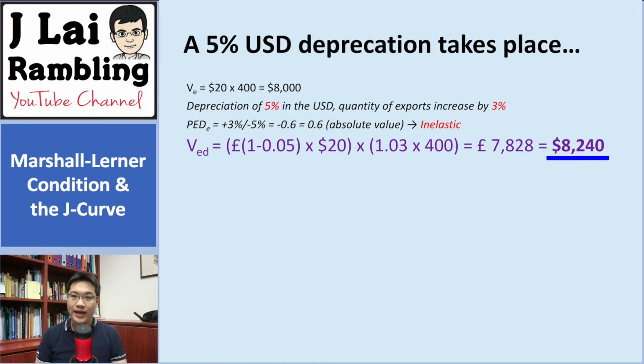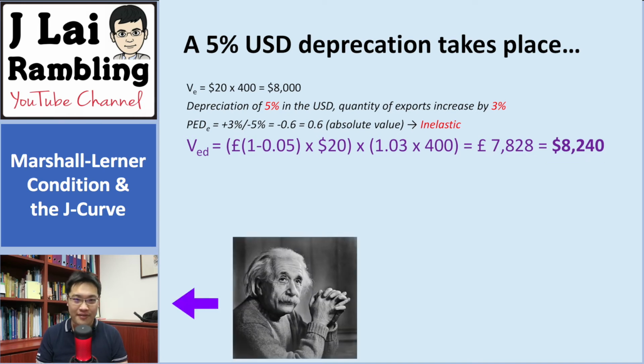Okay? And how do we get this number? It's 7,828 just reconverted back with the new exchange rate over 0.95 gives us this new number, $8,240. And now I'm very excited because I may have invented a new economic theory, okay?